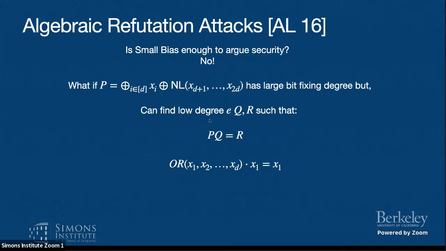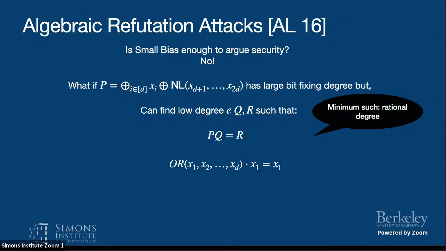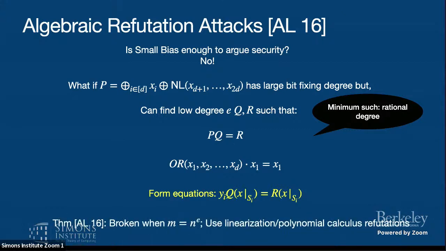So the point is, if our predicate has this property, then you can form some equations like this. You had samples y1 through ym. You can multiply it with the Q, and you get R. These are algebraic equations in degree E. And now, if Q and R have some requirements, then actually you can linearize it. But if that's not the case, Applebaum and Lovett showed that you can do some clever arguments to do polynomial refutations in general. So it cannot be secure when m is greater than n to the E.